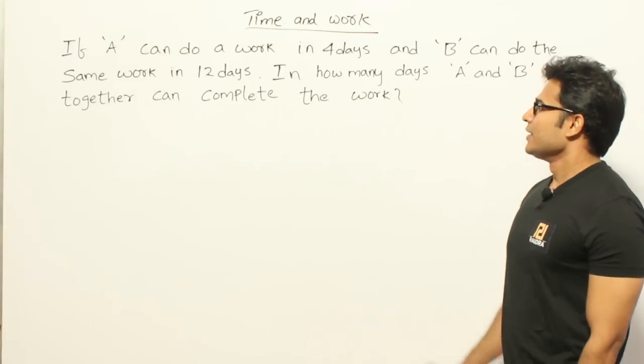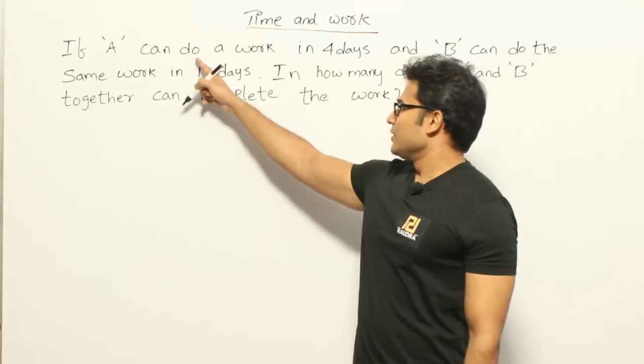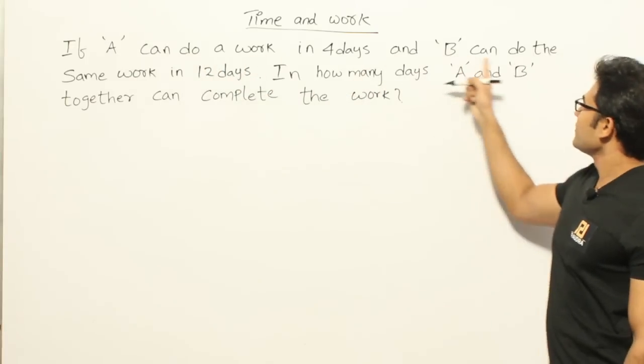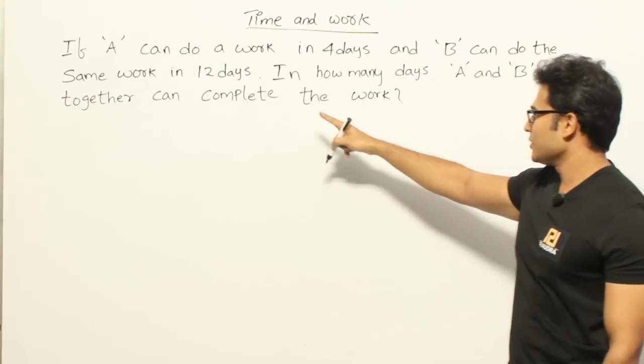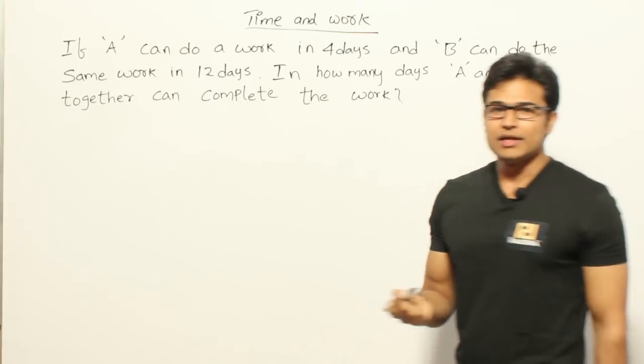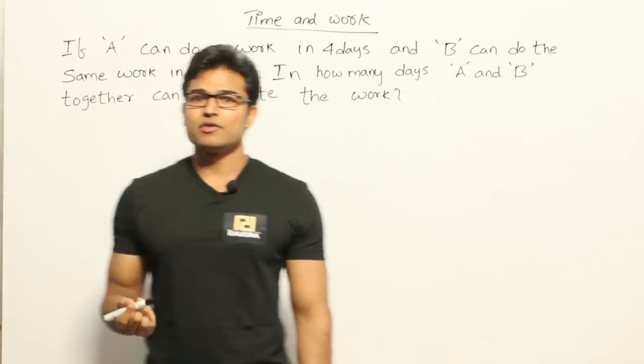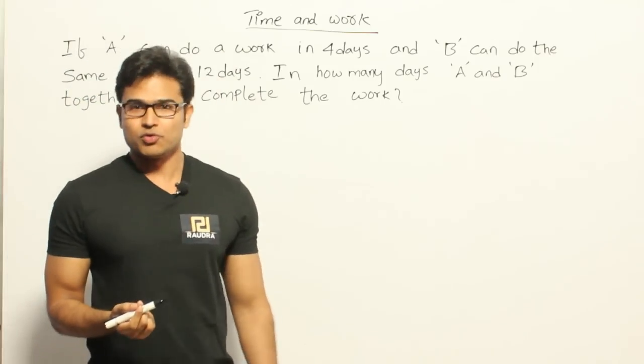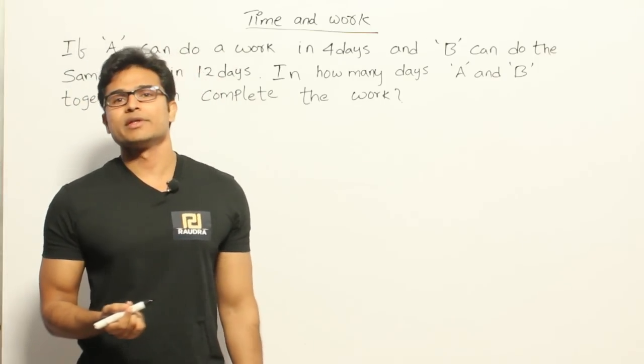Now let's see an example on this. If A can do a work in 4 days and B can do the same work in 12 days, in how many days can A and B together complete the work? So we have seen the derivation of the formula. Using that formula, I'll show you how to do this. Later I'll show you how to do it the other way.